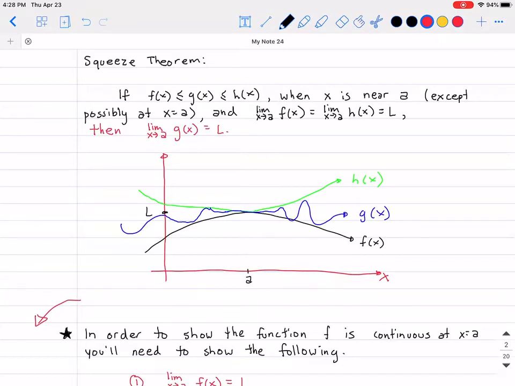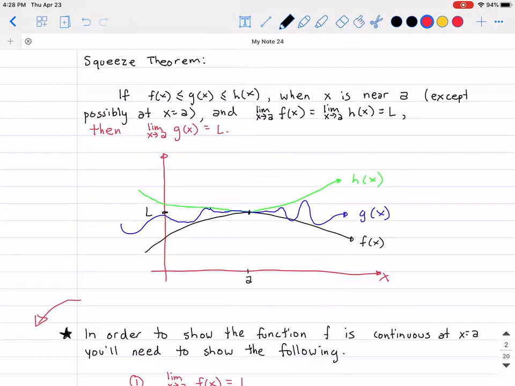The result is that if g of x is always going to be in between the two graphs h of x and f of x, then the limit as x approaches a for g of x, the function in between, is also going to approach L. So in short, it's basically saying that the function that's in between the upper and the lower function, if the upper function and the lower function are going to the same y value, then the function in between is also going to have to go to the same y value.